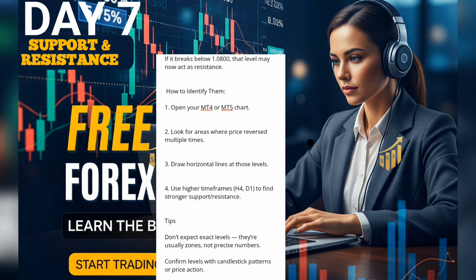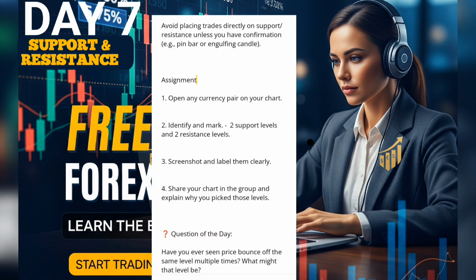Tips. Don't expect exact levels, they're usually zones, not precise numbers. Confirm levels with candlestick patterns or price action. Avoid placing trades directly on support or resistance unless you have confirmation, for example, a pin bar or engulfing candle.